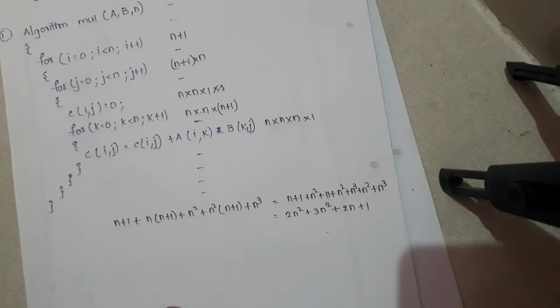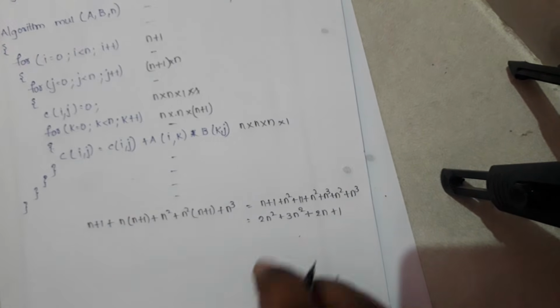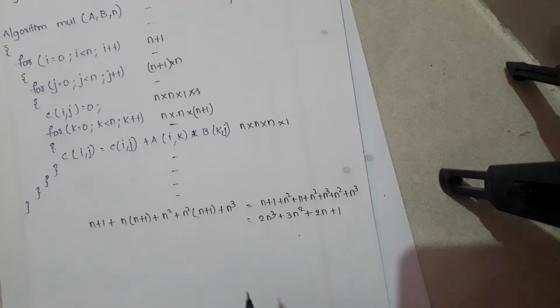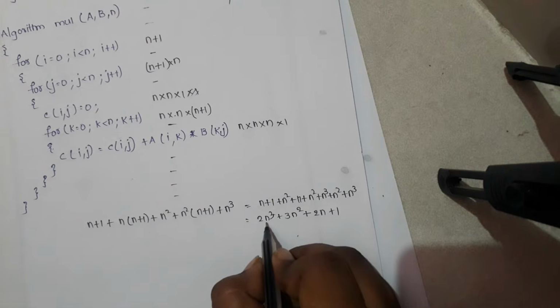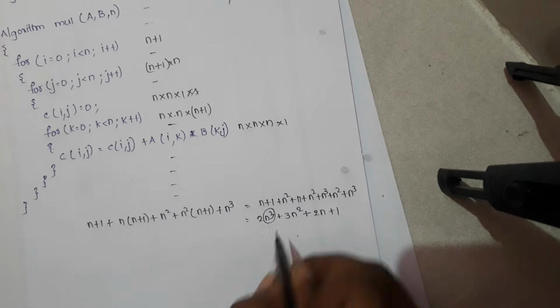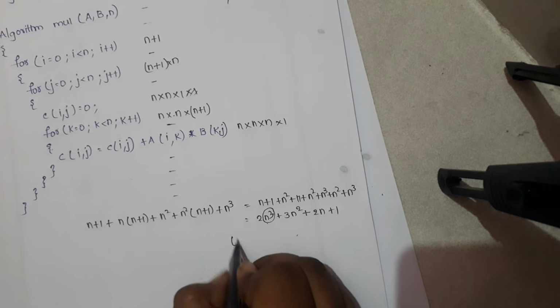So finally the time complexity of this particular algorithm is 2n cube plus 3n square plus 2n plus 1. Also we can observe here the biggest value is n cube. So we can conclude that the time complexity of the multiplication of matrices is n cube.